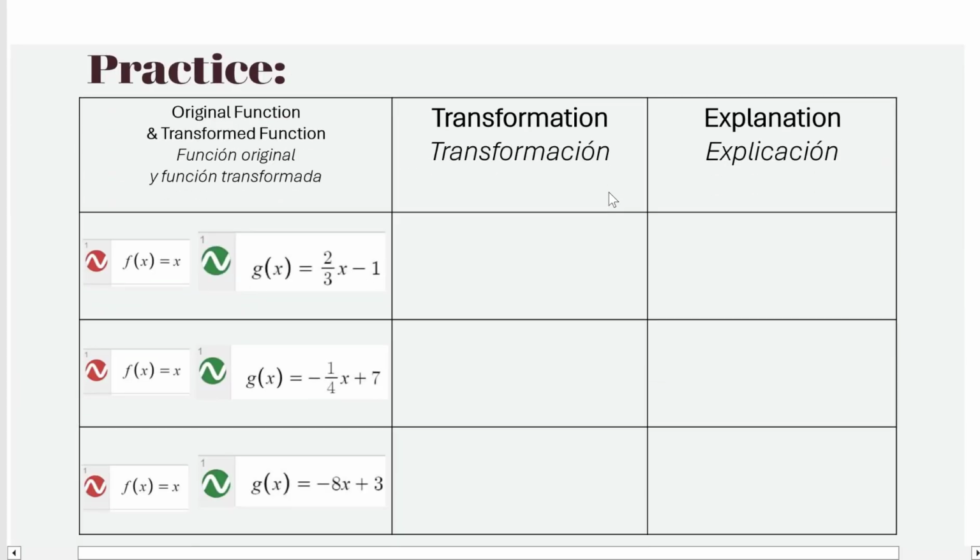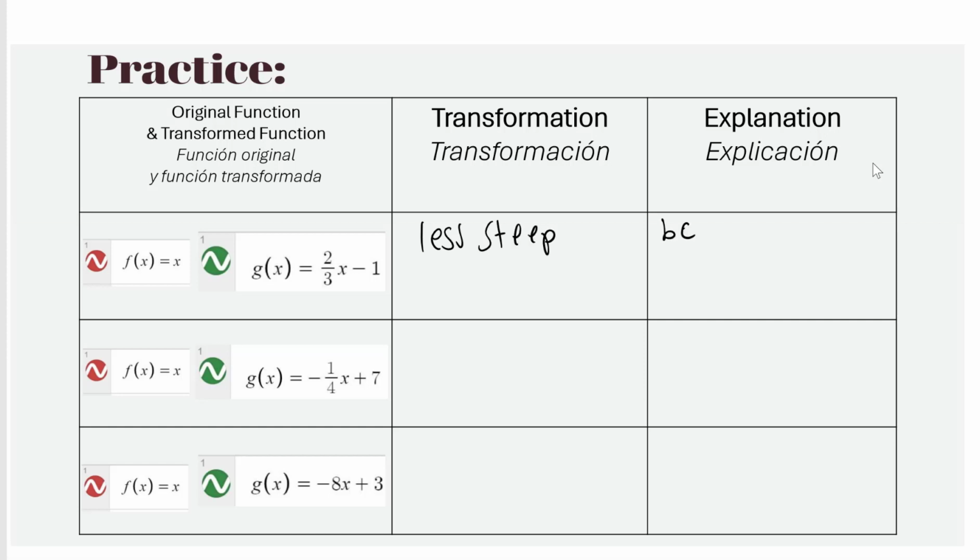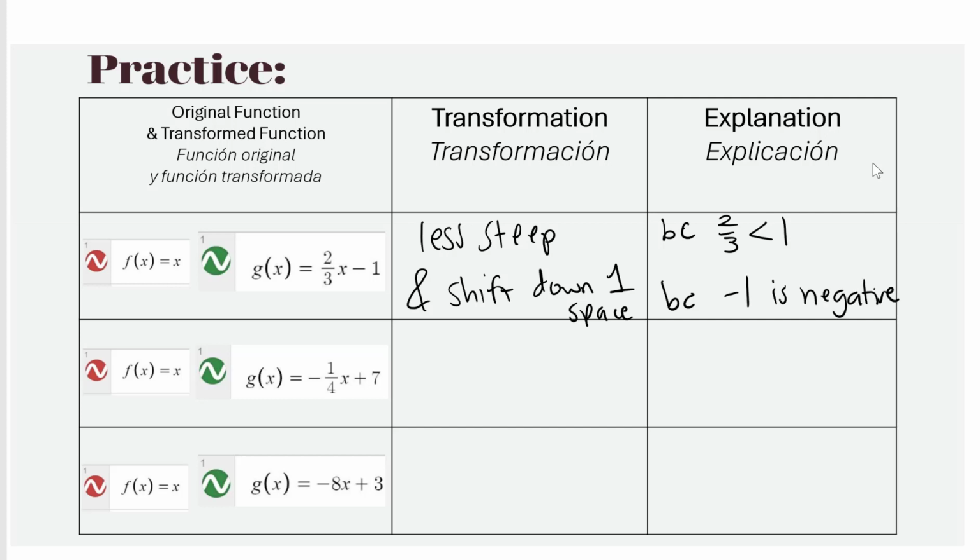Next section, we have practice again. That's mixed, so do the same thing. This one is less steep because 2/3 is less than 1. And shift down 1 space because -1 is negative. Now it's your turn to do the next two.